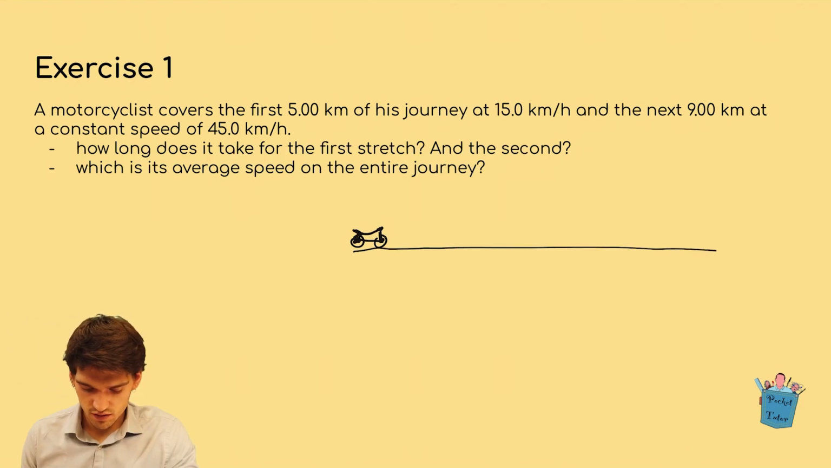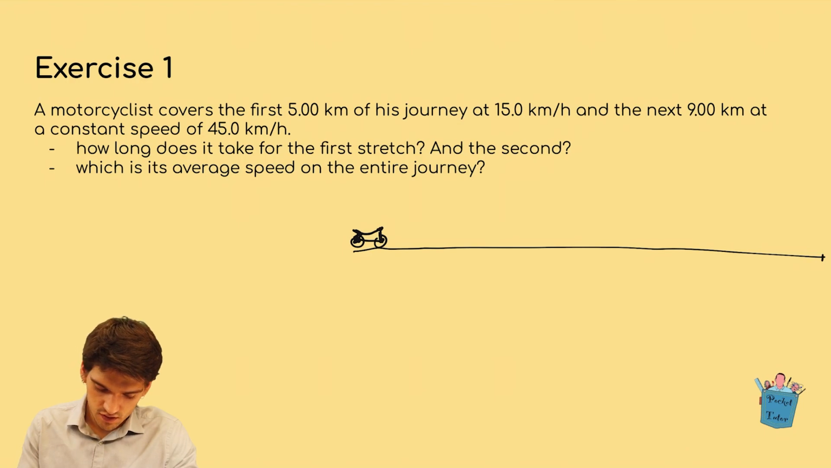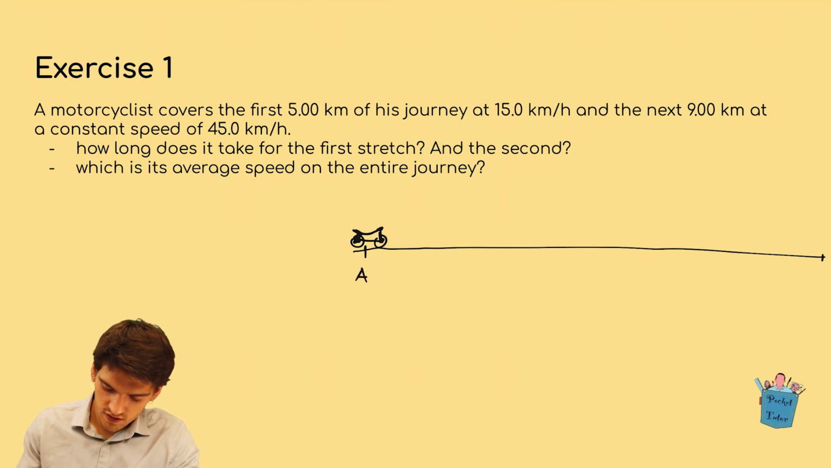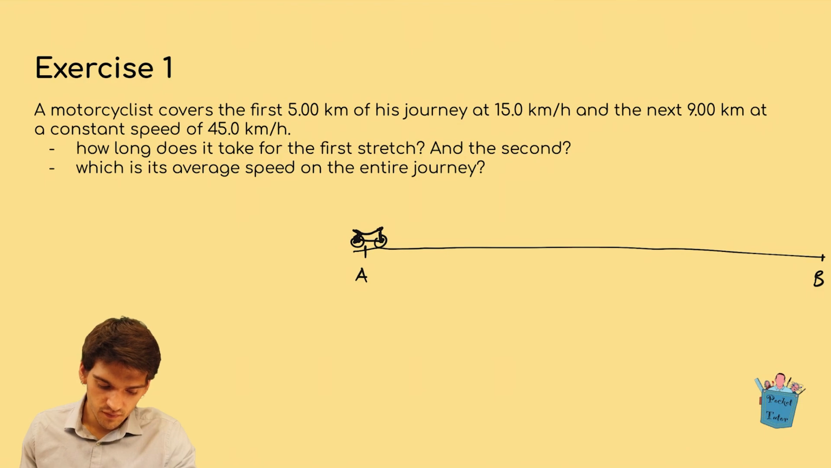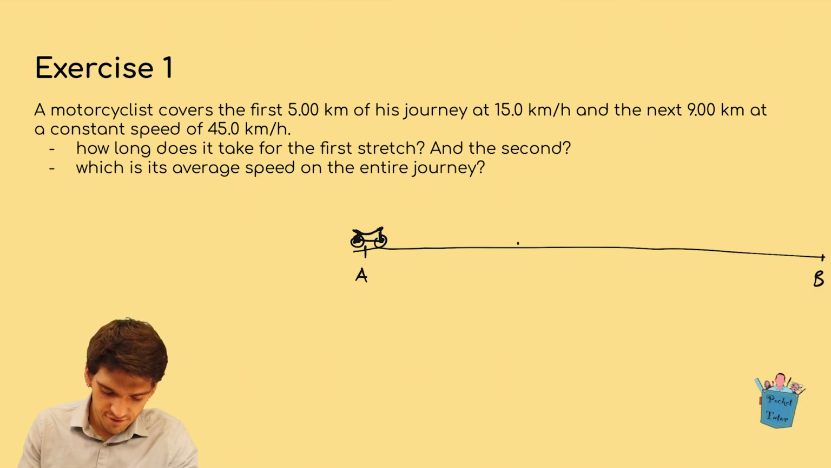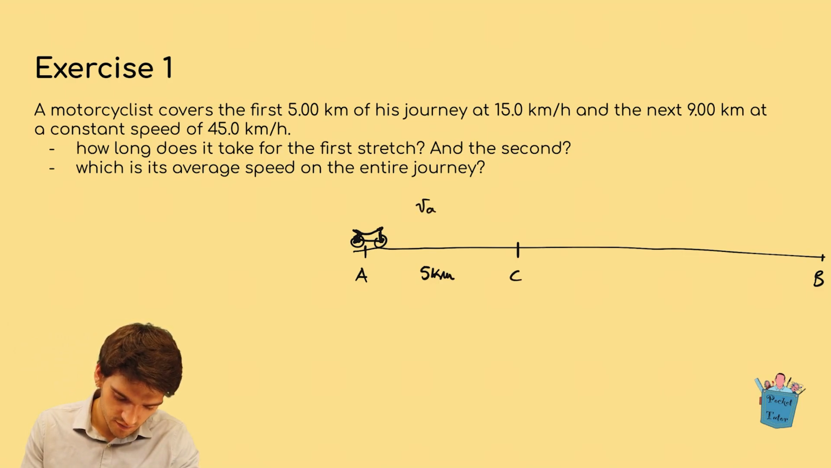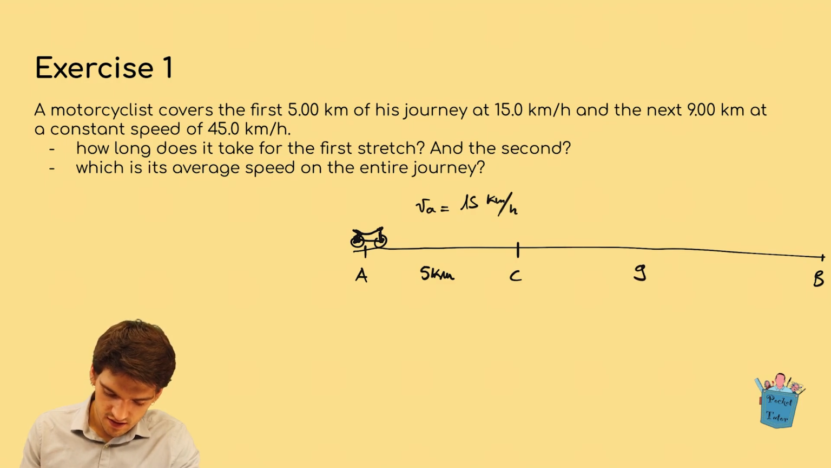And he's doing a journey. This is the starting point and this is the final point. So we know that he covers the first 5 kilometers up to point C with an average velocity of 15 kilometers per hour. And then he covers the next 9 kilometers at an average velocity, you can call it number 2, of 45 kilometers per hour.